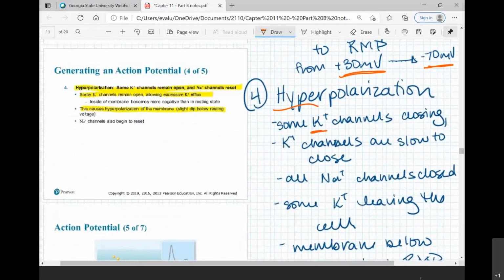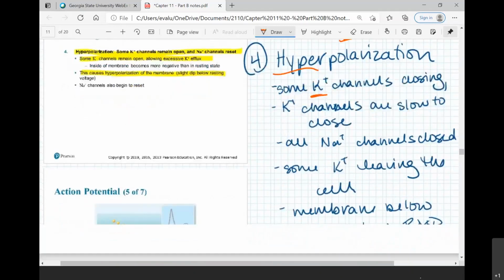But these are going to be like those lovely little things you can put on your kitchen cabinets that slowly close a door rather than having it slam shut. So in hyperpolarization, potassium channels are going to close, but they are slow. So there's still some leak of potassium happening. There is some potassium still kind of leaving the cell. But remember, all sodium channels are still closed.